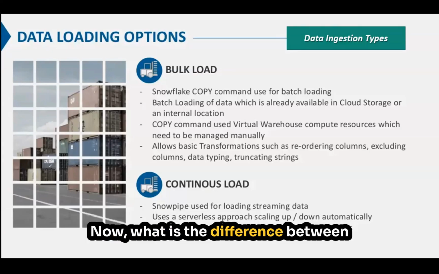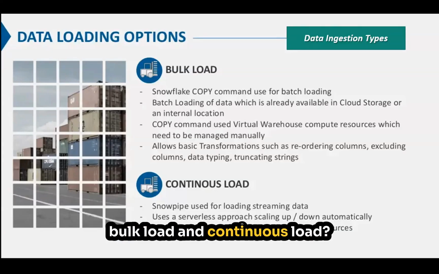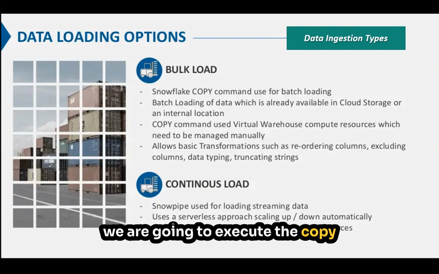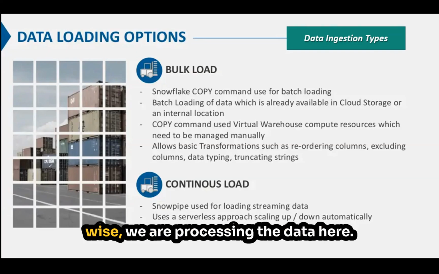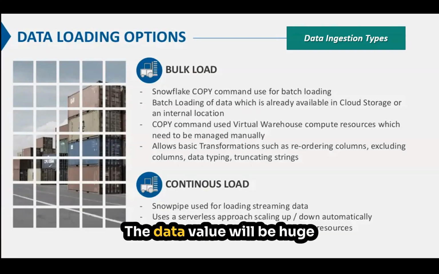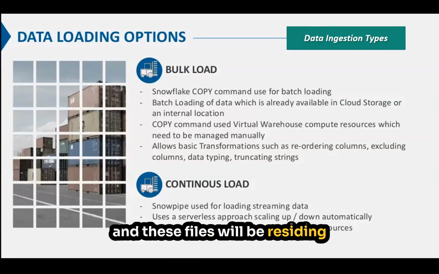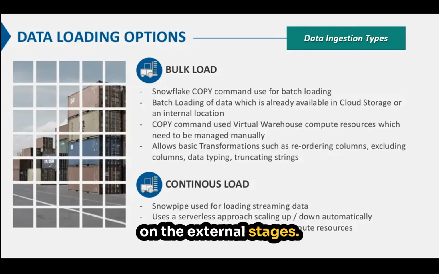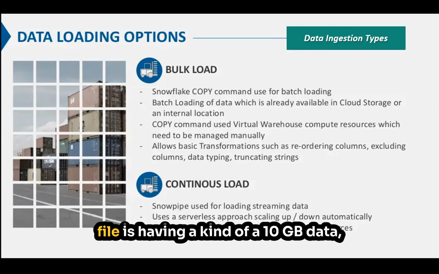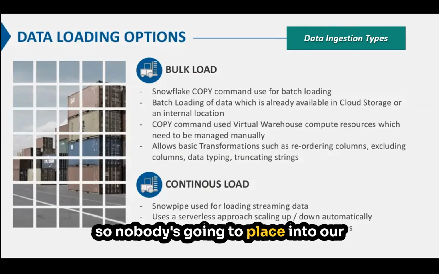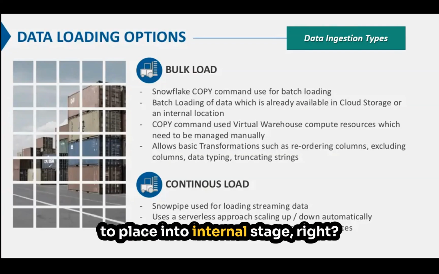Now, what is the difference between bulk load and continuous load? For the bulk load, as I mentioned, we are going to execute the copy command for batch loading. Batch loading in the sense that we are processing the data batch-wise. Here the data volume will be huge, and these files will be residing on external stages, not in internal stages. Because if a file has something like 10 GB of data, nobody is going to place it on our local machine, and nobody is going to place it in an internal stage, right?